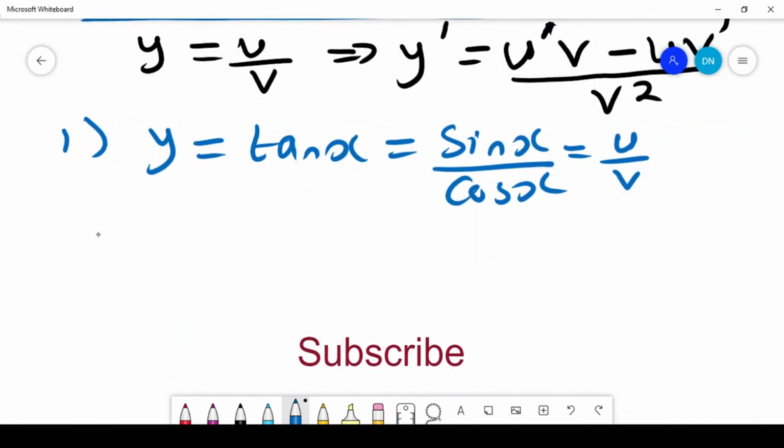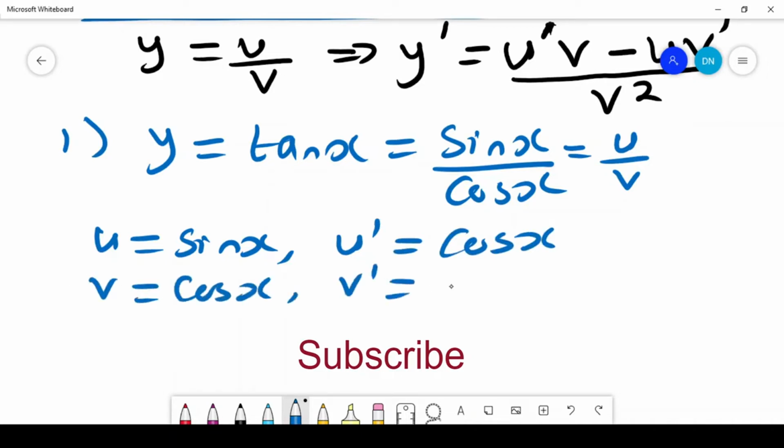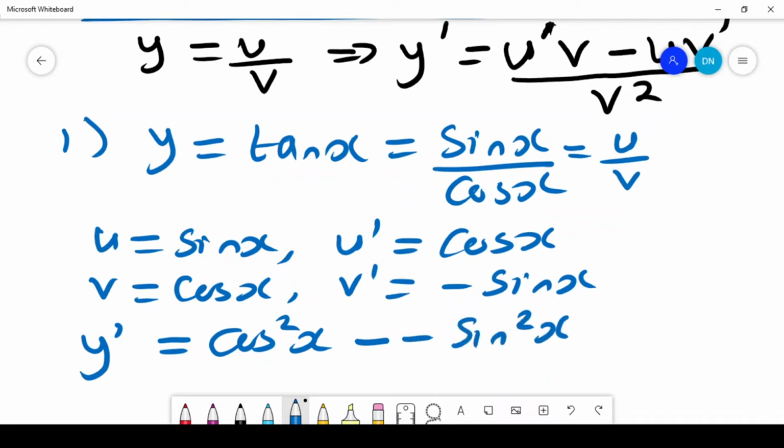So if my u is equal to sine x, the first derivative of u with respect to x will give me cos x. And if my v is cos x, then my v prime will be negative sine x. So according to that formula, the first derivative of y is u prime, which is cos x times v, and that gives me cos squared x, then minus u and v prime. U and v prime is another minus sine squared x.